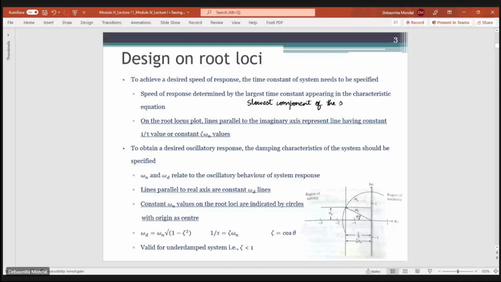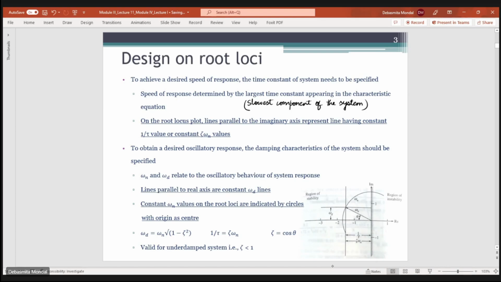That is appearing in the characteristic equation. Okay, so now on the root locus plot, the lines which are parallel to the imaginary axis have a constant 1 by tau value. Or you can say that these are the constant zeta omega n terms.